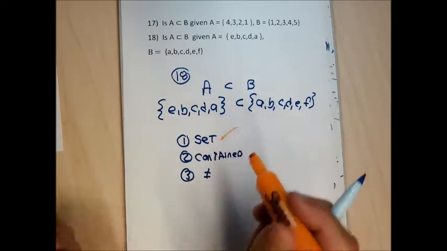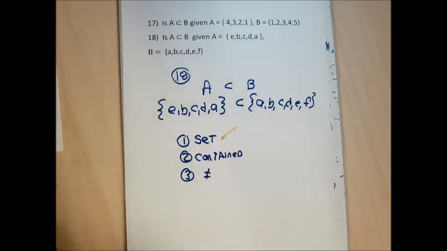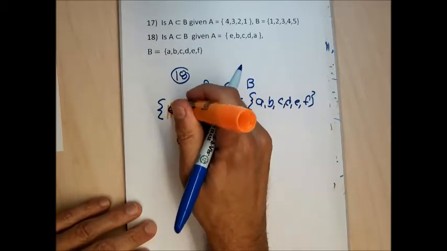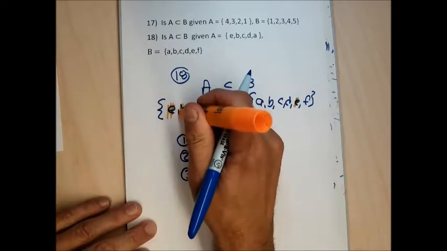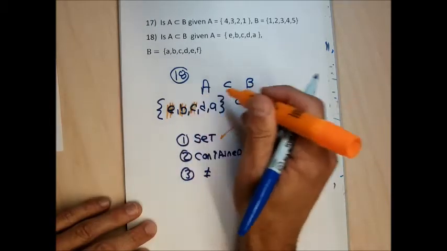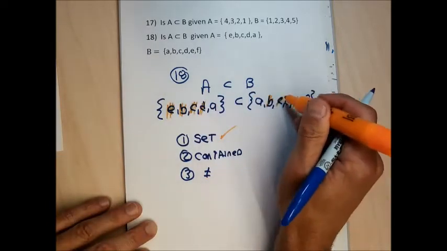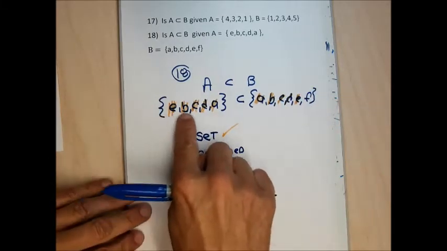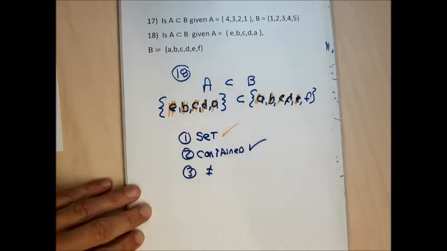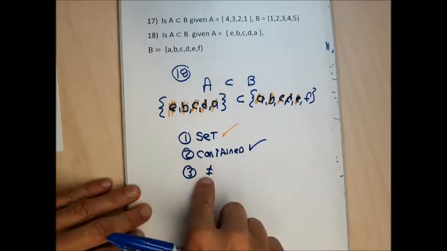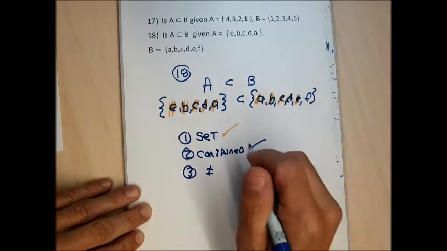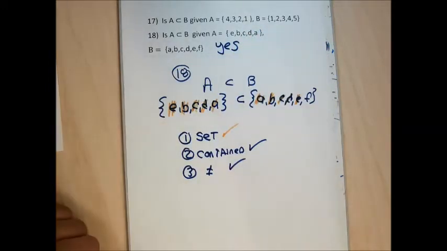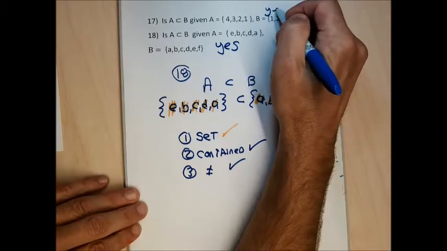Set is easy because A is in set braces. I satisfy the set part of this. And how about the contained? So let me go. E is in A, E is in there, that's good. B is in A, B is contained in B. C is in A, C is contained in B. D is in A, D is contained in B. A is in A, is contained in B. So every element in A is also an element of B, so containment works perfectly. Now the sets can't be equal. Well, the sets aren't equal because B has this extra F. So my answer to problem 18 is going to be yes. Similarly, your answer to problem 17 should be yes.